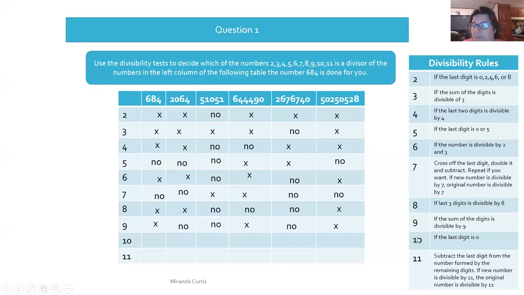Let's look at 10. If the last digit is a 0, think we're going to have a good amount of those? Let's watch. Oh, no, it wasn't as many as we thought there were. Is this one a 0? Nope, not divisible. What about this one? Nope, not a 0. What about 51? Is that a 0? Nope, we didn't have a 0, so it's not.